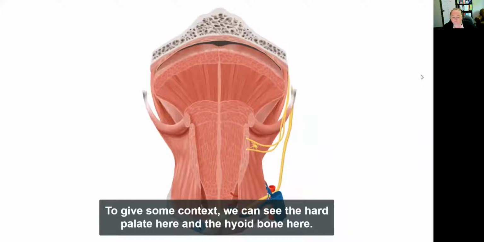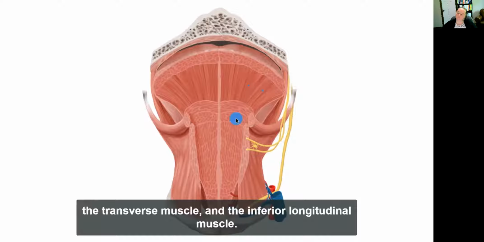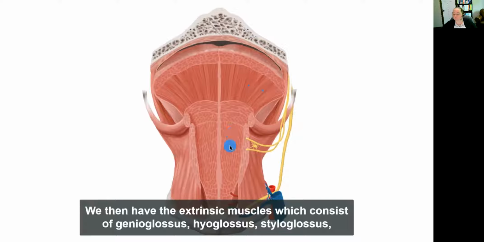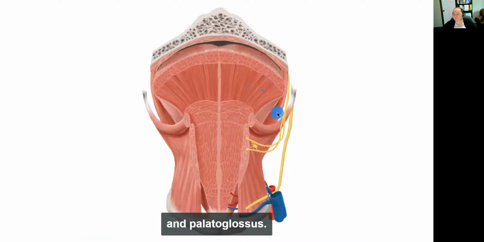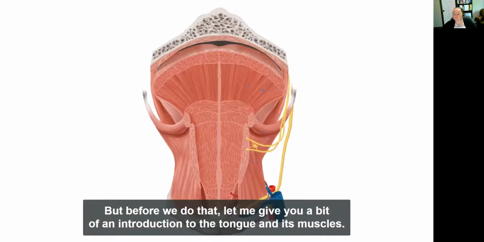Now the tongue consists of two groups of muscles. We have the intrinsic muscles and the extrinsic muscles. The intrinsic muscles consist of the superior longitudinal muscle, the vertical muscle, the transverse muscle, and the inferior longitudinal muscle. We then have the extrinsic muscles, which consist of genioglossus, hyoglossus, styloglossus, and platoglossus. After we've discussed these muscles, we will be looking into some clinical notes relating to them. But before we do that, let me give you a bit of an introduction to the tongue and its muscles.